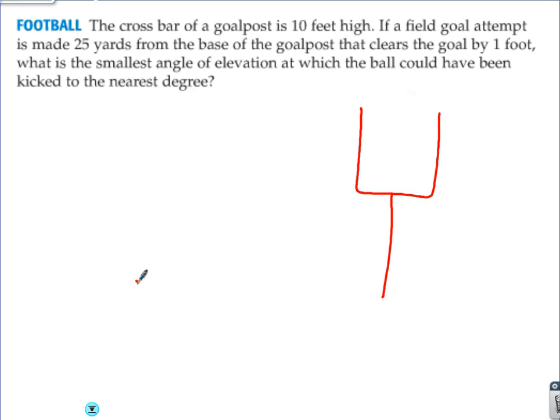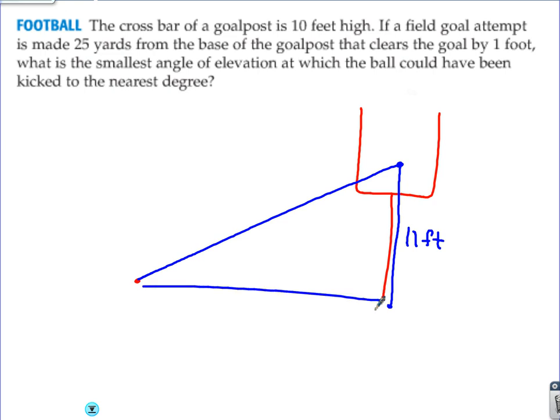You've got the football right here being kicked. It says that it clears the goal post. The goal post is 10 feet high, but it clears it by 1 foot. So here it is. How tall is the football as it goes through? 11 feet. It says it's made from 25 yards. Now, is there something we've got to be careful of here? It was 11 feet high when it went through the goal post, and you kicked it from 25 yards out.